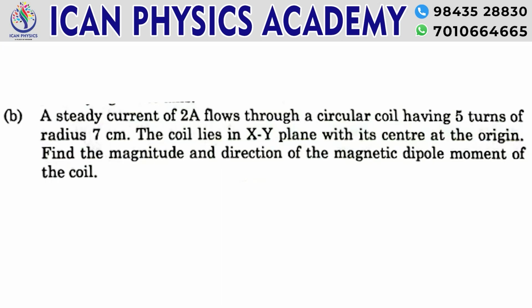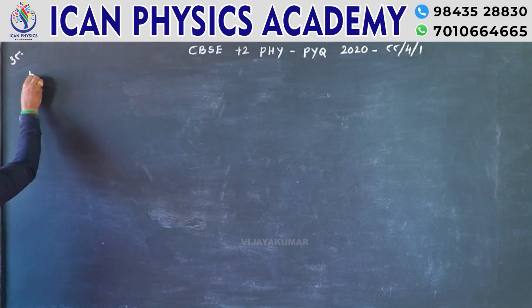Okay. A steady current of 2 ampere flows through a circular coil having 5 turns of radius 7 centimeter. The coil lies in the XY plane with its center at the origin. Find the magnitude and direction of the magnetic dipole moment of the coil. Okay, so this is question 35 B.